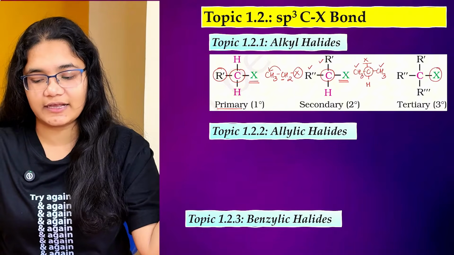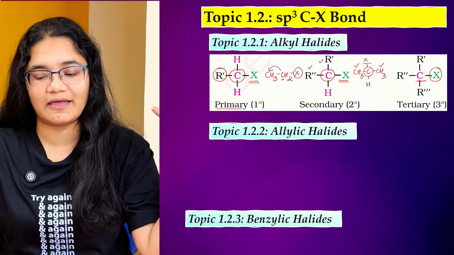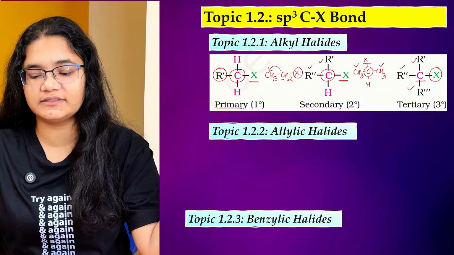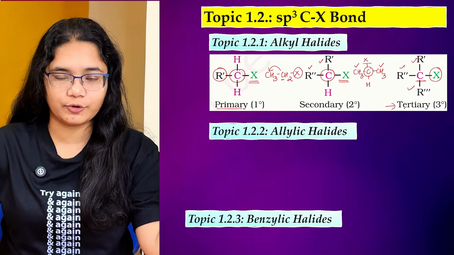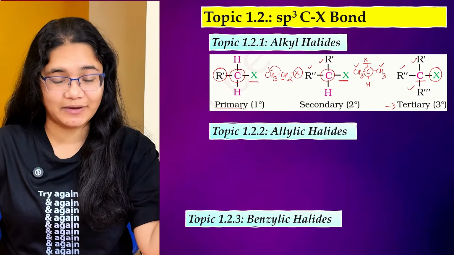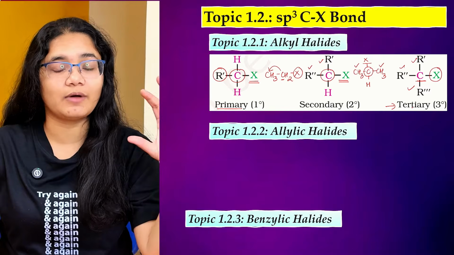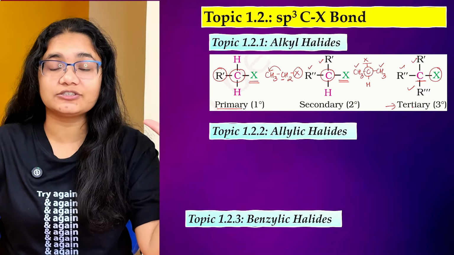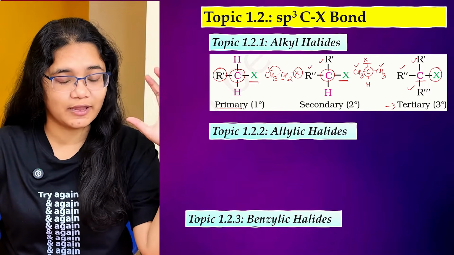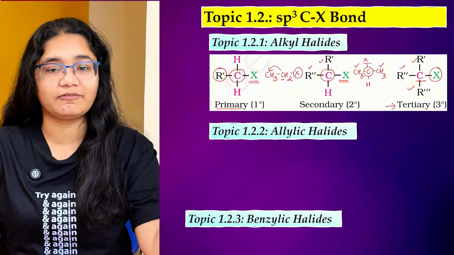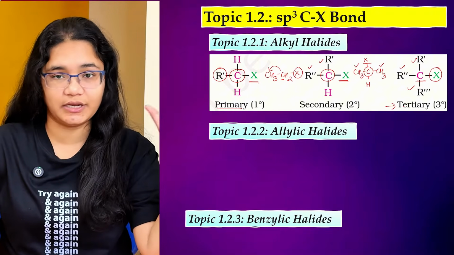Similarly, when you have an X attached to a carbon, and that carbon is attached to three other carbons, we call it a tertiary carbon. Okay, so this is how we can classify primary, secondary and tertiary carbons, and this is super important to understand because the reaction mechanisms depend a lot on this. I hope all of you are very clear with how to identify primary, secondary and tertiary carbons.